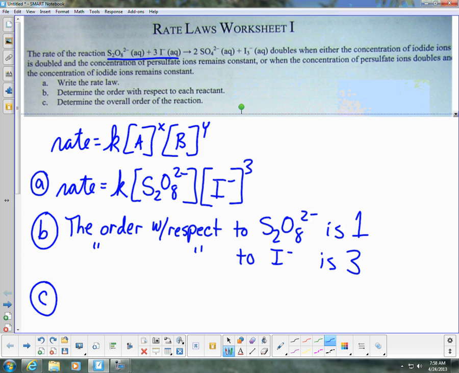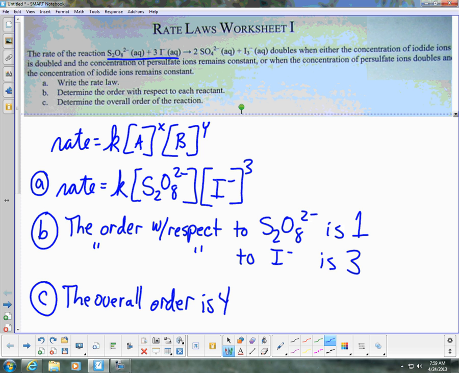For C, the overall order is 1 plus 3, which is 4. So that's pretty easy, right? Just add them together. The order means how fast it will appear or disappear, like dissolve, in a reaction. So I have to watch just that.